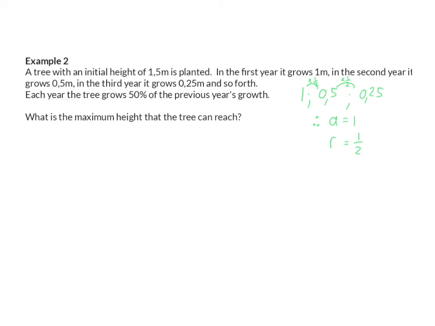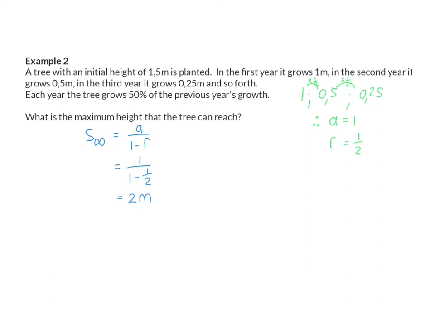They ask us for the maximum height that the tree can reach. That means that if the tree continues to grow every single year, that is sum to infinity. So we need to calculate the total growth of this tree up to infinity. Now we can go and substitute our information. So a is 1 and r is a half. And then you will see that this tree will never grow more than a total of 2 meters.